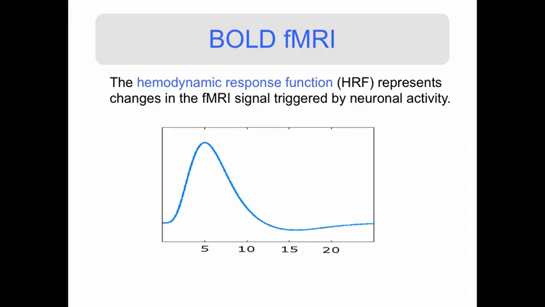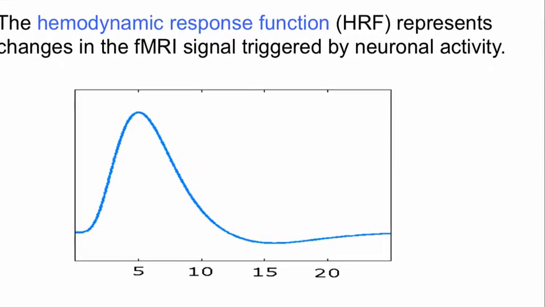So how does the fMRI signal change when you perform a task? Let's consider that we perform a very simple task such as clapping your hands. How does the fMRI signal change in response to that task? Well, the way it changes is described by something called the hemodynamic response function, or the HRF, and this represents changes in the fMRI signal triggered by neuronal activity. This is an example of the HRF.